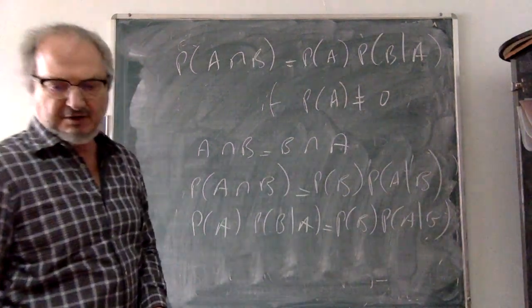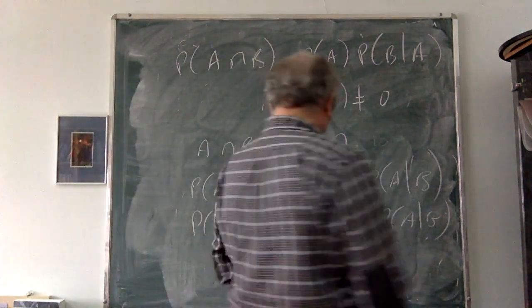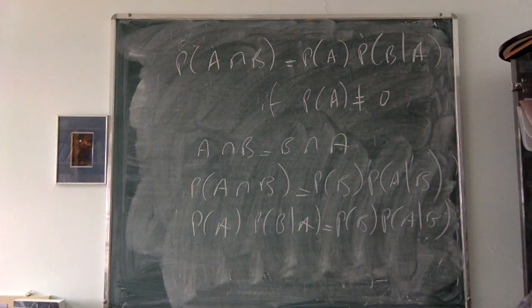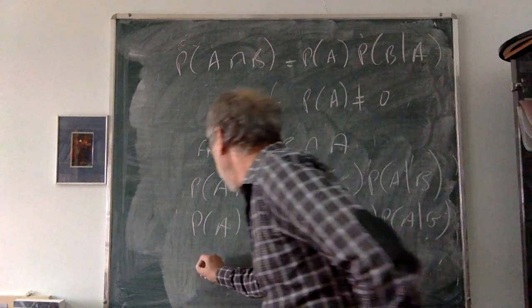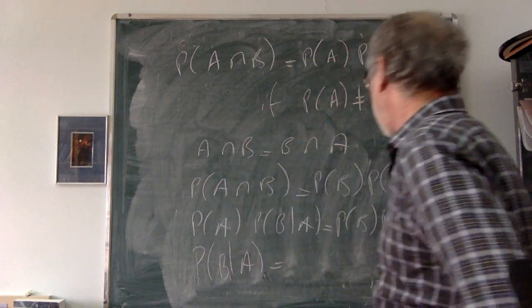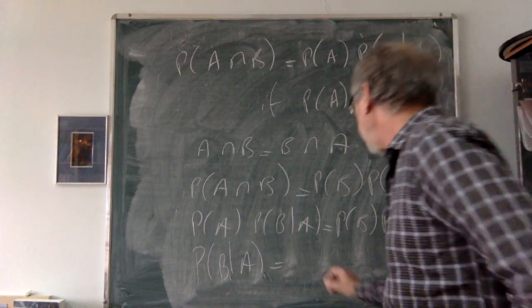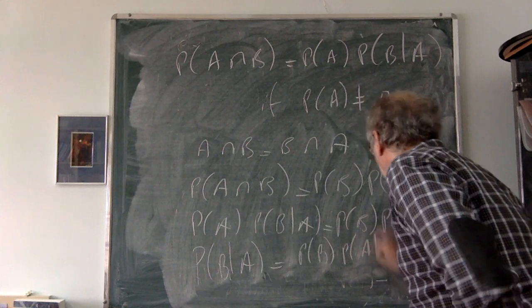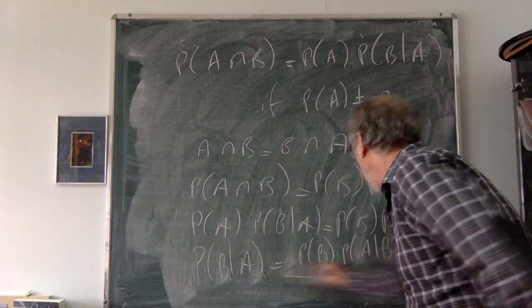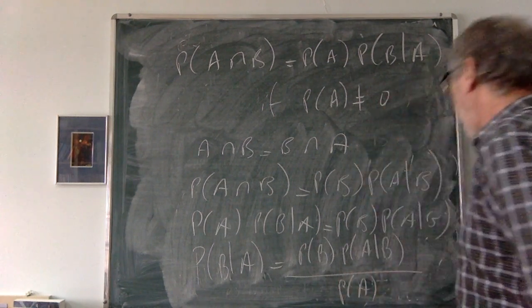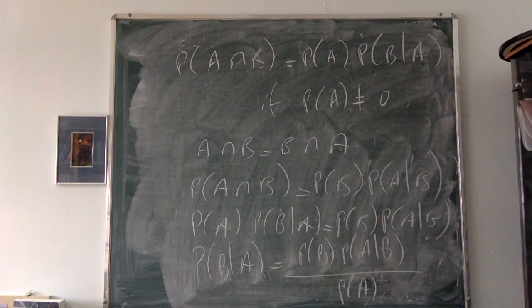And from here, you make a very nice leap to what's called Bayesian inference. Because if this is the case, then probability of B given A is probability of B, probability of A given B, divided by probability of A, assuming, again, A is not 0. Okay?